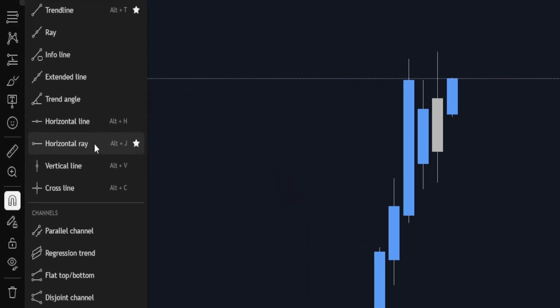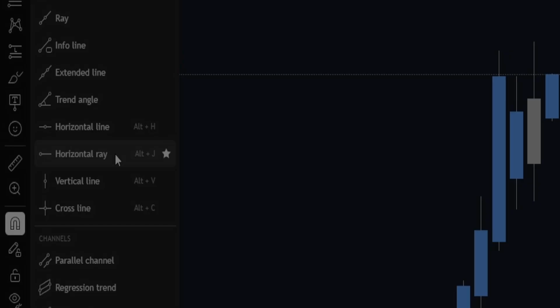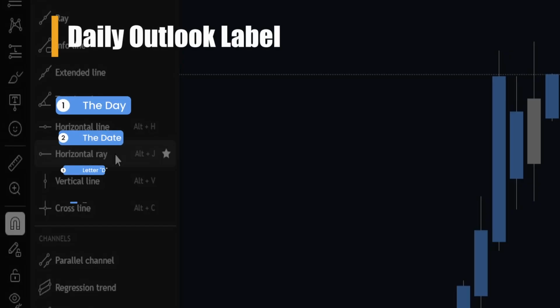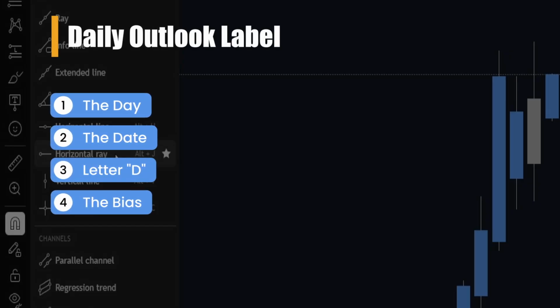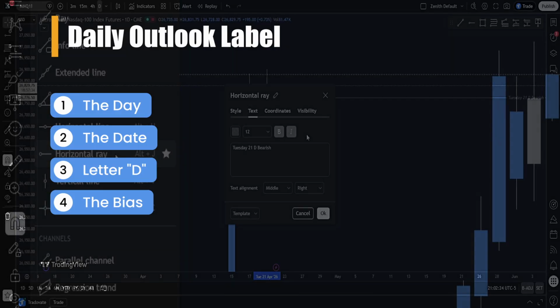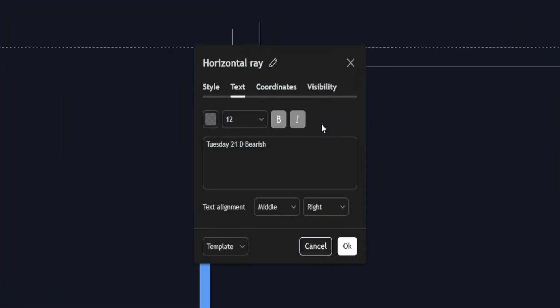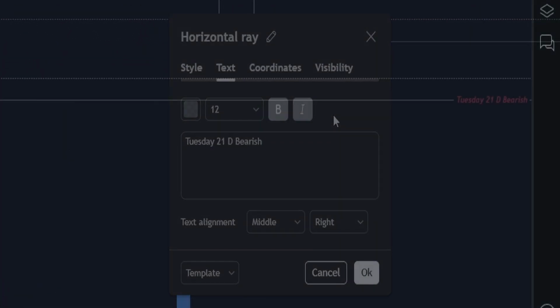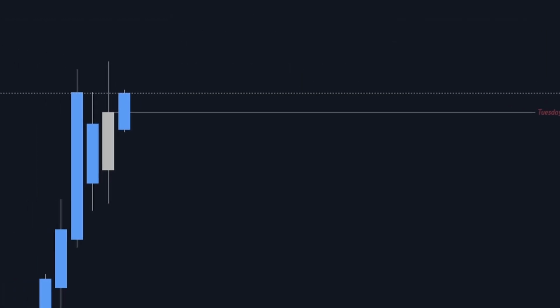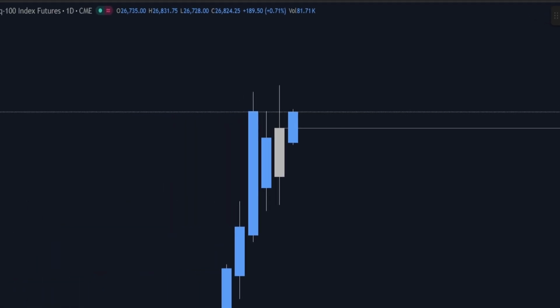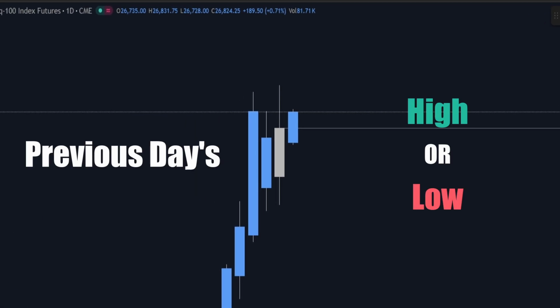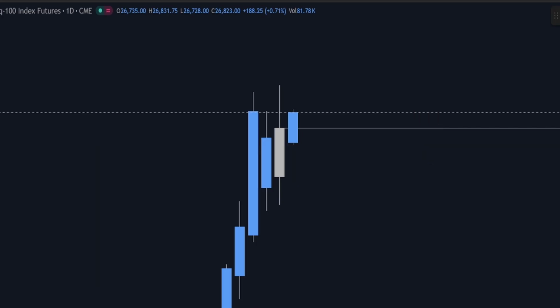You can use a horizontal ray to label the bias. The way I label it is with the day, D for daily, and then the bias, so bearish. Once I have this labeled, I'll also change the text color to red just to match the bias. The only other thing I mark is the daily target, which is simply the previous day's high or low. Since the bias here is bearish, the target becomes the previous day's low.